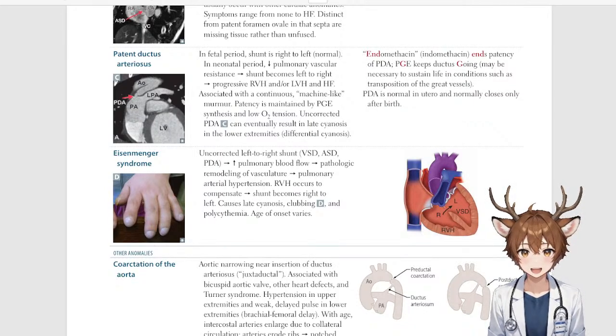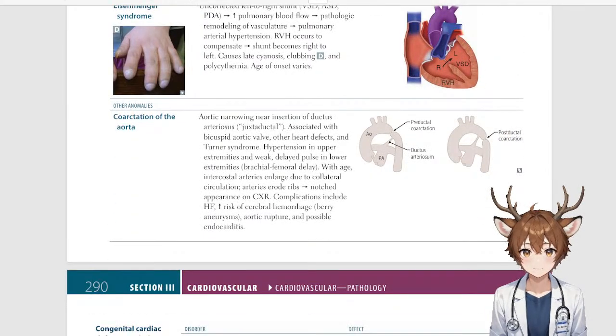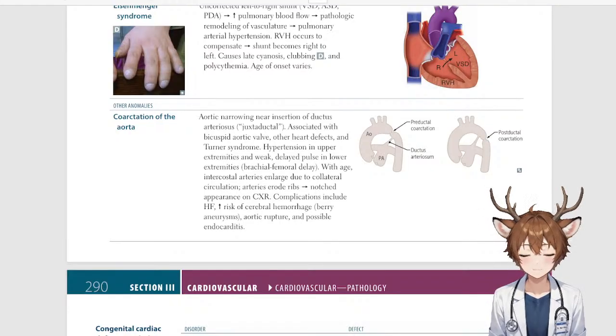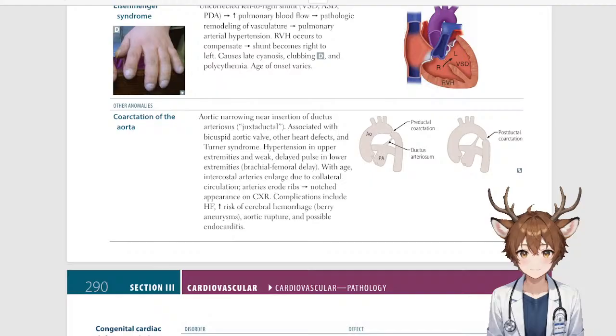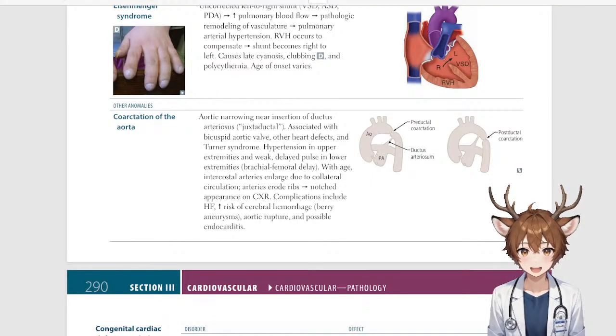And now on to coarctation of the aorta. Aortic narrowing, as you can see in the diagram there, near insertion of the ductus arteriosus, juxtaductal, associated with bicuspid aortic valve, other heart defects, and Turner syndrome.